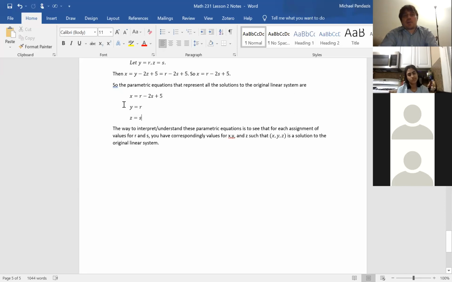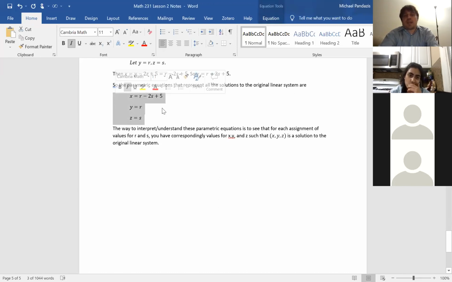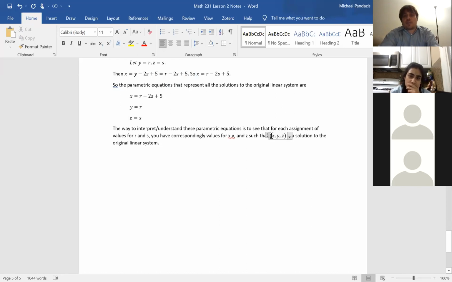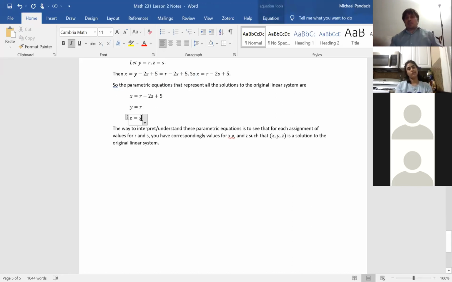Okay, so these parametric equations are using two parameters. They're called parameters, so r and s are parameters, and you need to choose values for each parameter. Once you choose a value for r and s, that determines values for x, y, and z, such that the ordered triple x, y, z is a solution to the linear system. Little r can be any real number, little s can be any real number, so for any choice for r and s, you have correspondingly an ordered triple x, y, z as a solution to the original linear system.